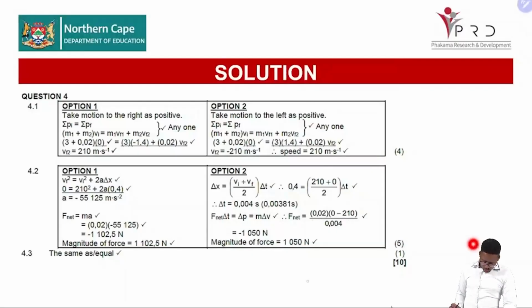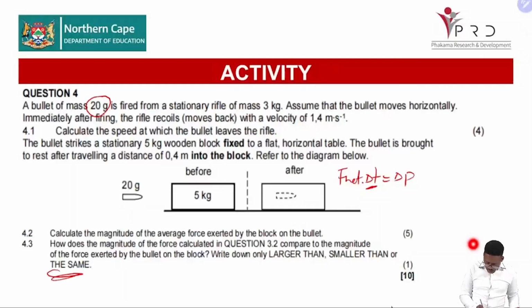How does the magnitude of the force calculated compare to the force exerted by the bullet on the block? So here we apply Newton's third law. The force exerted by the bullet on the block is the same as the force exerted by the block on the bullet. So your answer will be: it remains the same.